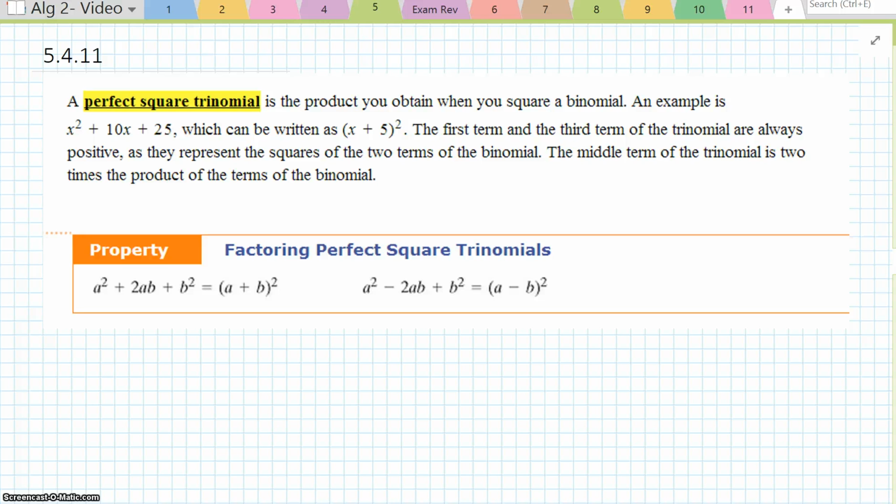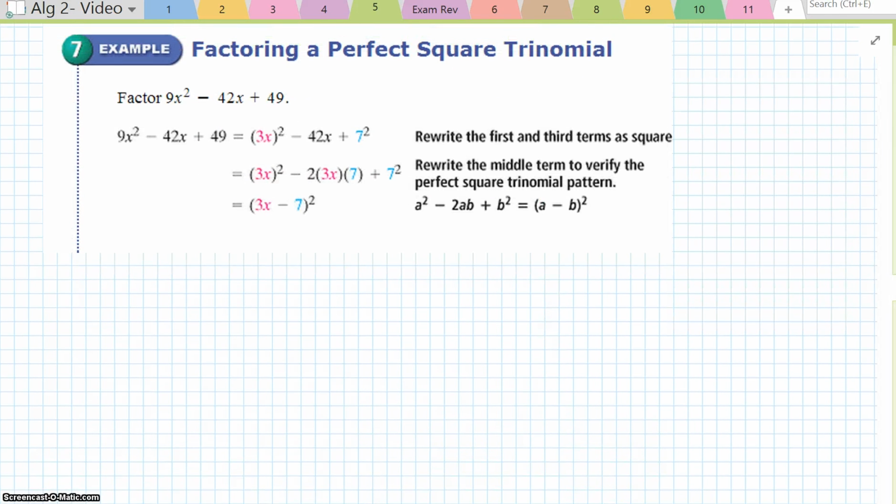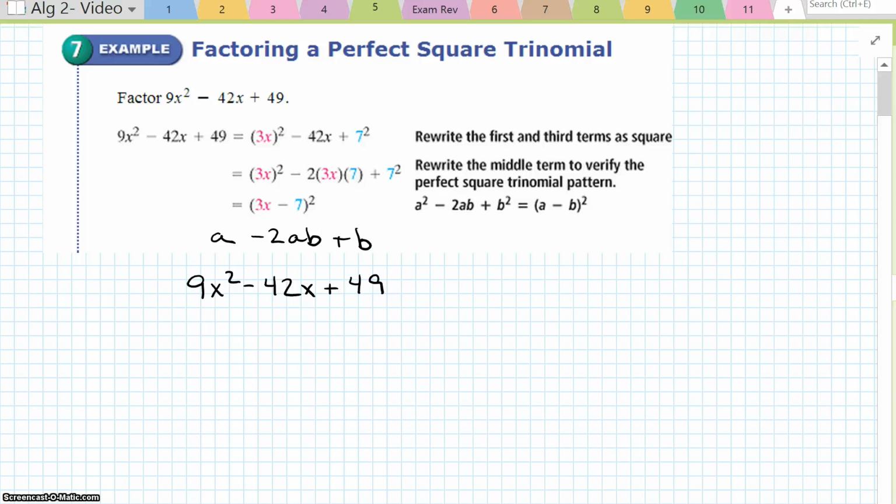So if you want to look at it this way, a squared plus 2ab plus b squared is the same thing as a plus b squared. A squared minus 2ab plus b squared is nothing more than a minus b squared. So let's look at factoring a perfect square trinomial. So we have this written down. 9x squared minus 42x plus 49. So to be a perfect square, this needs to be a squared, this would be negative 2ab, and this would have to be b squared.